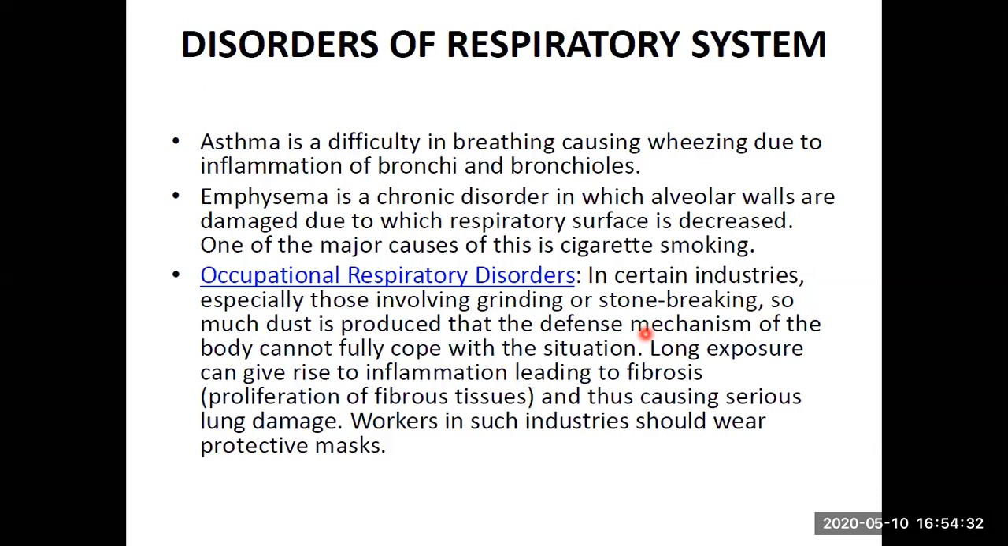So this is all about the chapter on respiration or breathing and exchange of gases. I hope everything is clear. Revise properly, so you can do well in your exams.